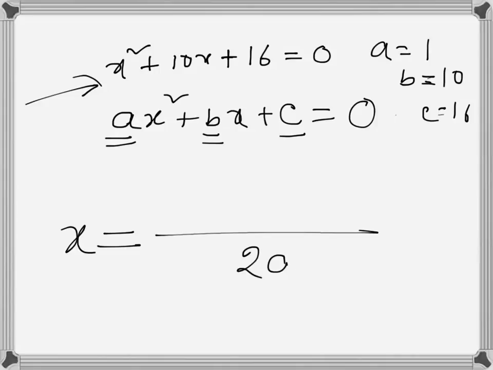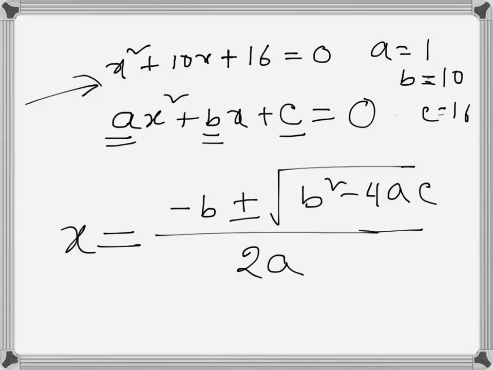So this is minus b plus minus the square root of b square minus 4ac, all over 2a. So these are the roots basically. There is a plus and minus, so one will be for plus, another will be for minus.